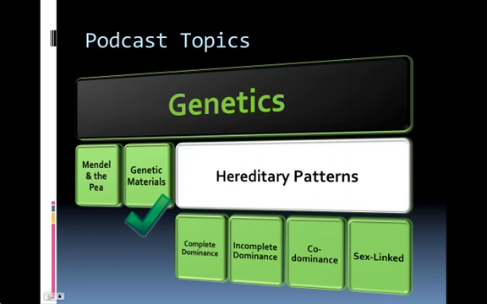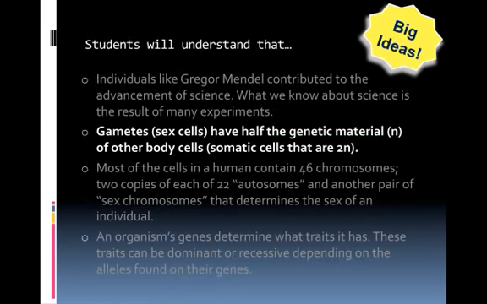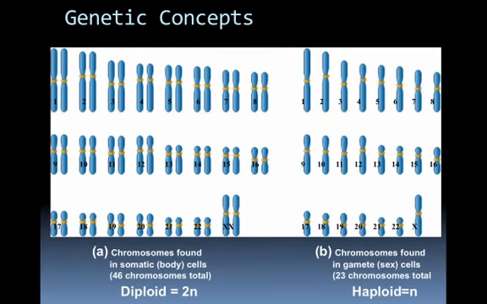So now the question is, what is the nature of the genetic material that genetics is based upon? The second big idea is that gametes or sex cells have half the genetic material of other body cells. Somatic cells are 2N or diploid, whereas the sex cells are haploid, having one copy of each chromosome. If you look at the compare-contrast between the diploid cells on the left and the haploid cells on the right, you'll notice that they are essentially the same, except diploid cells have double of each of the numbers.